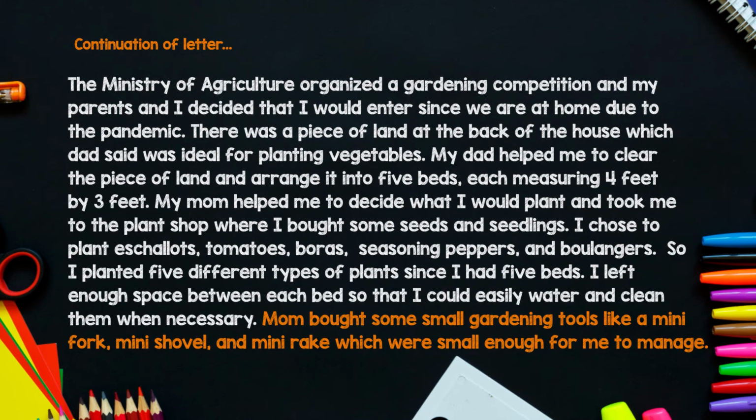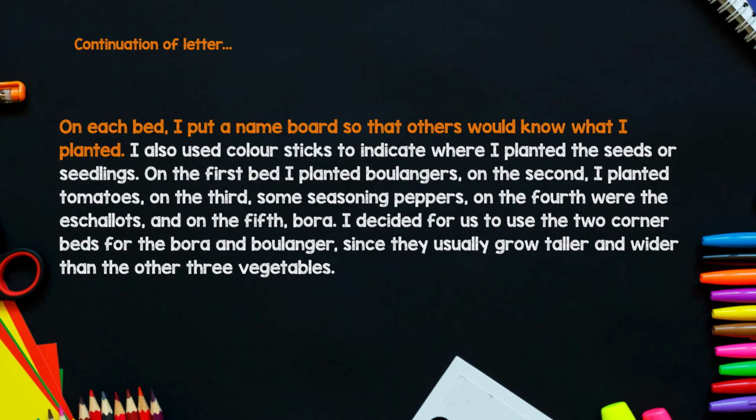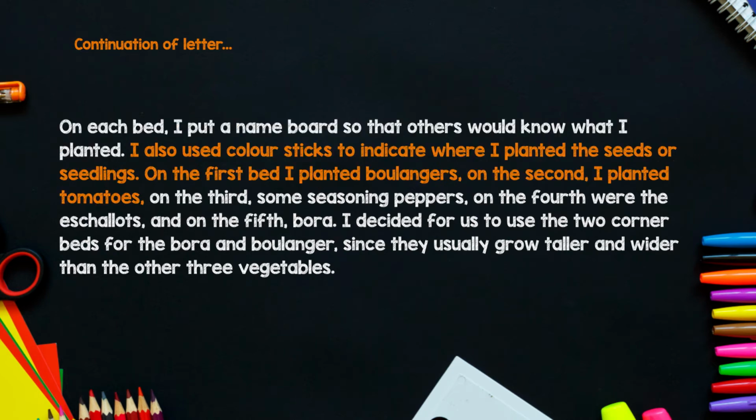Mom bought some small gardening tools like a mini fork, mini shovel, and a mini rake, which were small enough for me to manage. On each bed, I put a name board so that anyone would know what I planted on the particular bed. I also used colored sticks to indicate where I planted the seeds or seedlings.